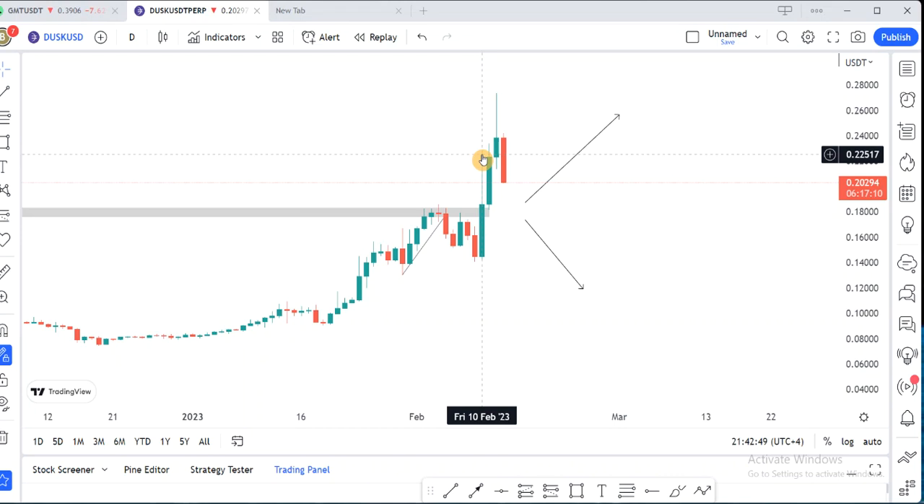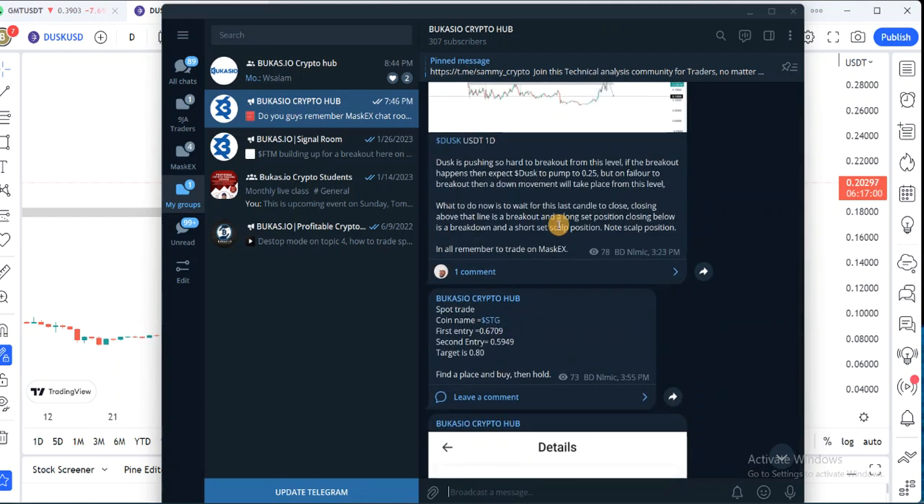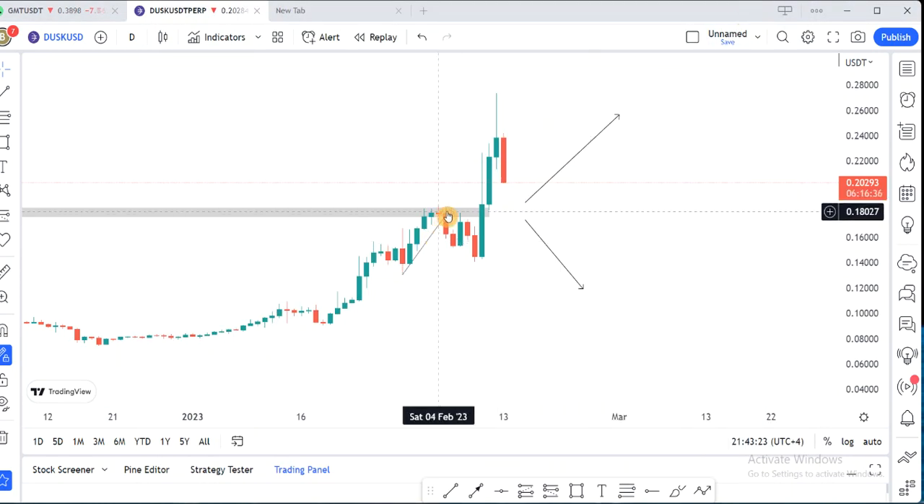This long wick from the upper side to the downside was what I said about short scalp. Remember when I said breakout and long set position, I didn't put scalp. But on the short side, breakdown and a short set scalp position. What is scalp? Quick trade, make money fast and come out. You understand? So I said, and it did happen. I short scalped and moved out.